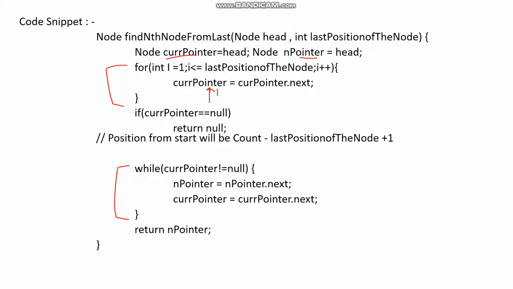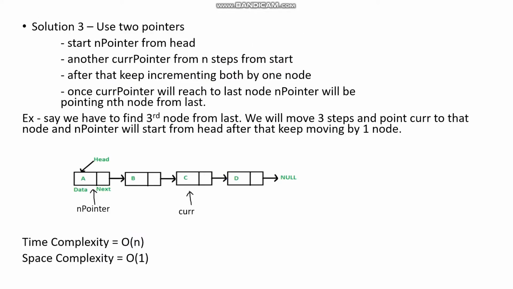Then we will be iterating the rest of the linked list, and we will keep updating the end pointer and current pointer by one step, that is one node, until we encounter null in the current pointer. So once our current pointer has null, our end pointer will be pointing to the nth node from the end of the linked list.